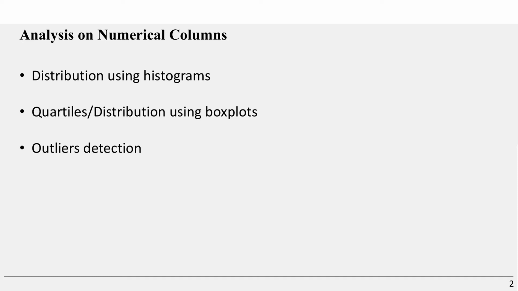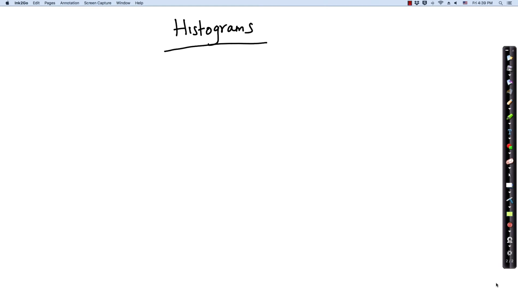First, we can see what is the distribution of these values using histogram, and we will see the different quartiles in the numerical column using box plots. And we also understand, are there any outliers in our numerical column either using box plot or also using histograms. Let us understand them one by one. Let us start with histogram.